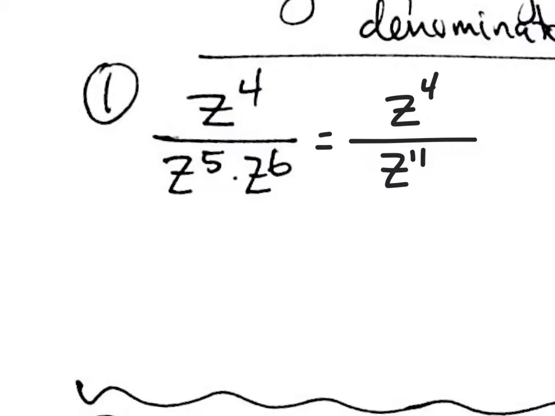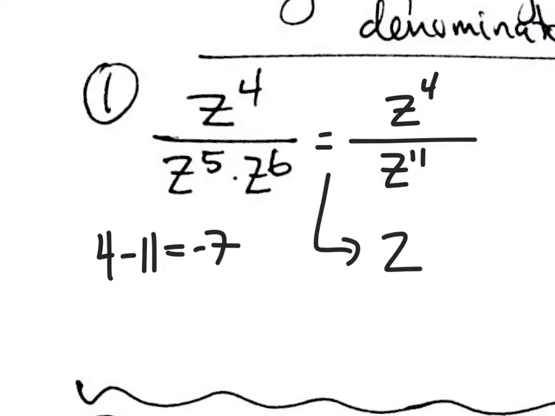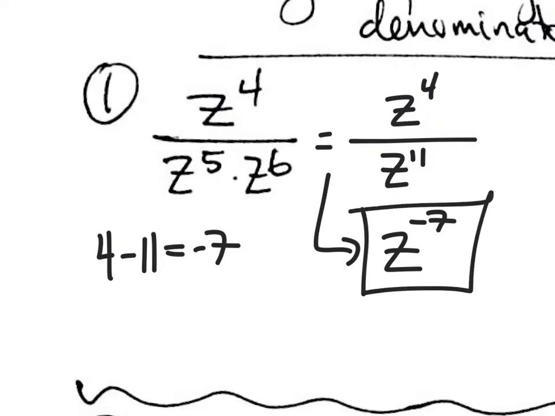So now we are subtracting exponents. 4 minus 11 would give us negative 7. So what this would tell us is that this is equal to z to the negative 7. So this is the way we're going to write our answer, not as 1 over z to the 7th. Even though those are the same things, because the question asks us to write it without a denominator, we're going to write it like this.